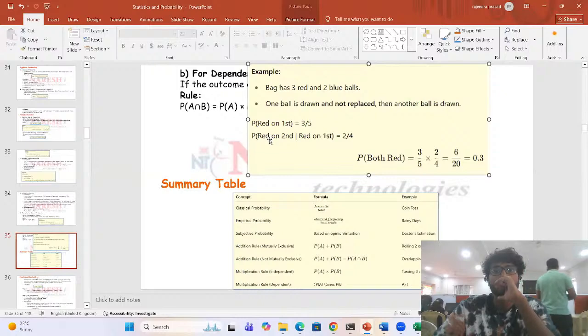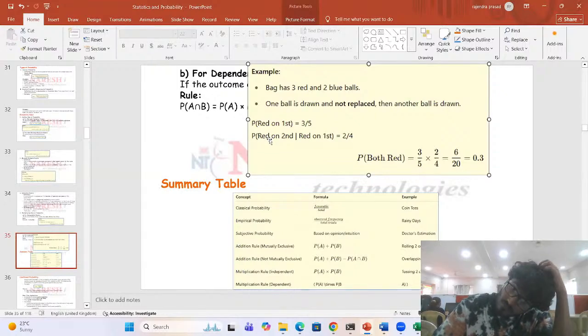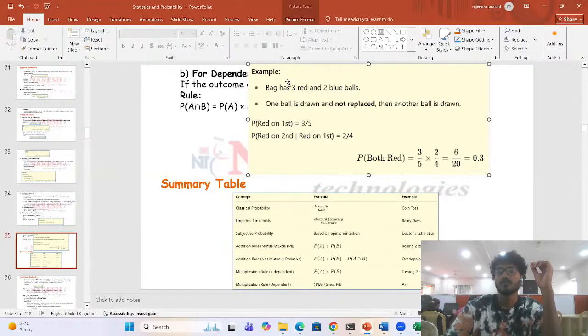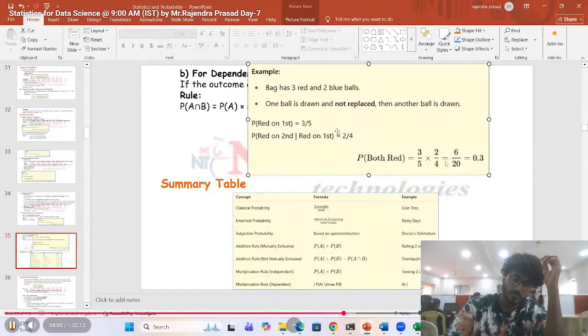What is the probability that the second ball is also red when the first ball is already red? First ball is red color. Then what is the probability of the second ball also being red? That is probability of second red divided by first red. What is that? See, already you took one ball out of it. So total number of balls, how many? 4. Earlier you had 3 red color balls, so the number of favorable red color balls was 3. But now you took one out of it, so the number of favorable red color balls is 2. So 2 divided by 4.